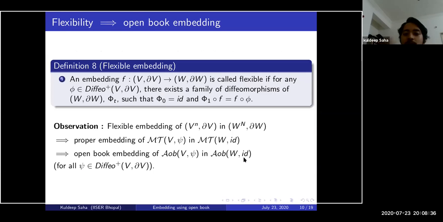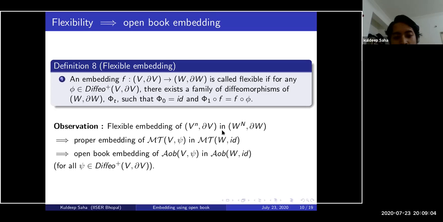So how do we go about the proof? I will talk about the outline. The main thing is what is known as a flexible embedding. So now everything is in a proper setting, where boundary goes to boundary. V embeds inside W flexibly if any diffeomorphism of V can be induced by an isotopy of W. That is what these conditions are saying.